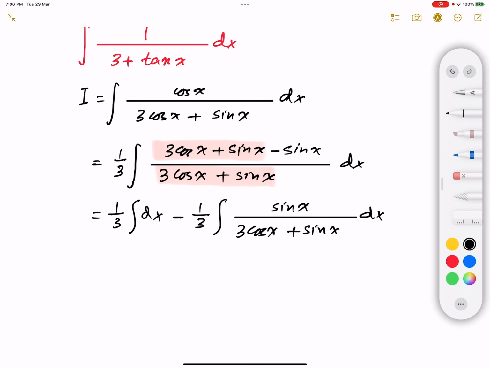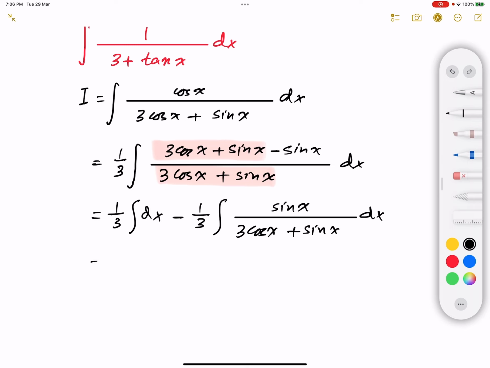And then we can force the numerator in the second integral to be the derivative of the denominator. So we can notice that the derivative of the denominator is minus 3 sine x plus cosine x. So we have sine x in the numerator, so we need to multiply the numerator by minus 3, and also we need to divide by minus 3 so that the whole quantity does not change, and we need to add up sine x and subtract sine x, of course, so that the quantity does not change as well. So that's what we're going to do.